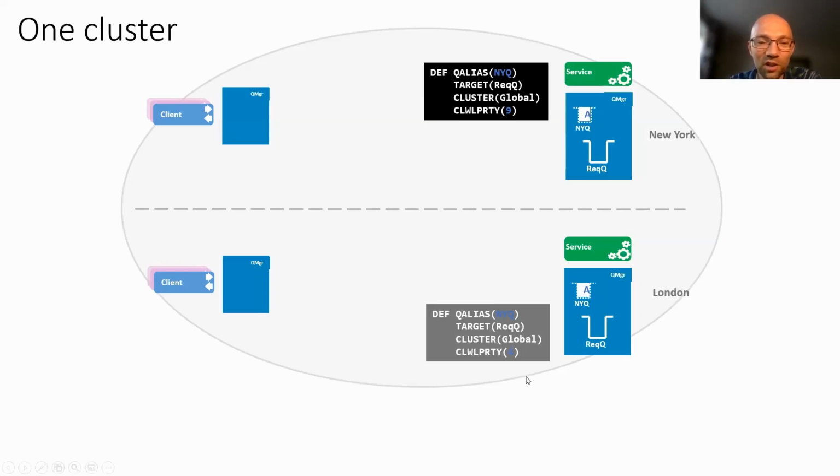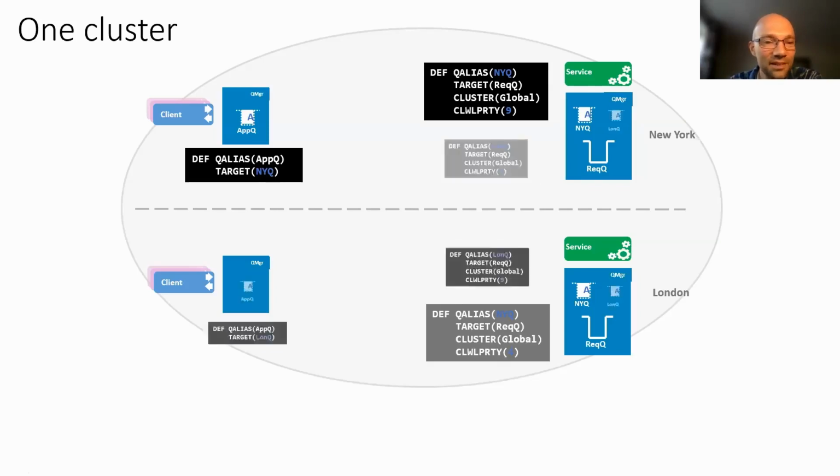So this cluster workload priority is the same attribute that I was talking about when we were looking at the monitoring service a couple of slides ago. That's the one that gets altered by the monitoring service to make one queue preferred over the other. And we're using it again in this situation. Now, if you define another alias queue on the client queue manager that points to that NYQ alias queue, now that application can put messages to that app queue, regardless of where it's running, whether it's in London or New York, so your application can stay the same on both sites.